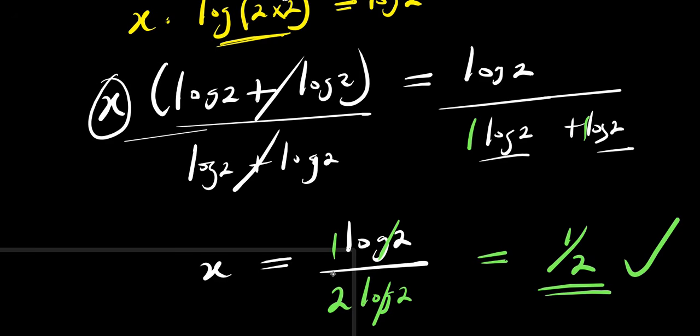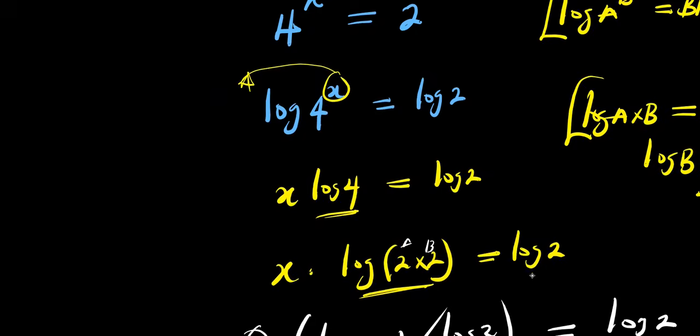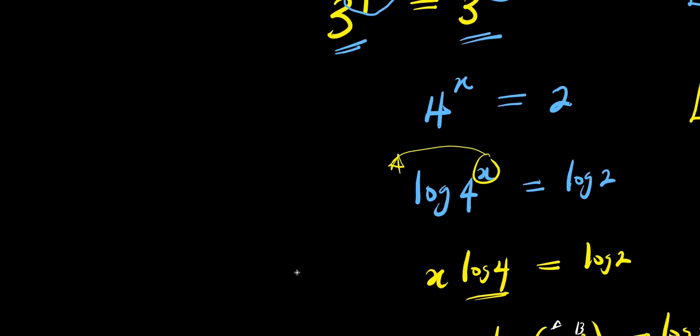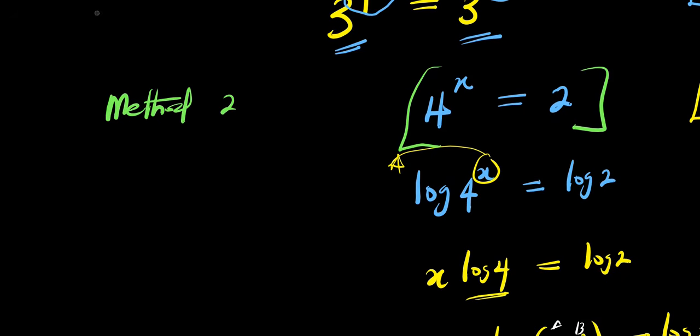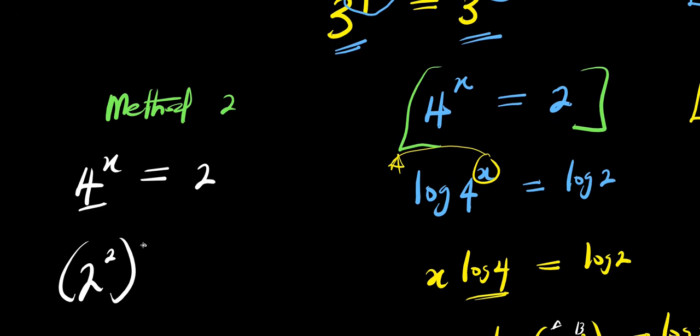Now, this is one method of solving it. The second method of solving this particular problem, look at it here at this point. If you don't want to make use of log, this can be method 2. So what you can do is you copy out 4 power x equals 2. 4 here is a perfect square. You can express it as 2 to the power of 2. You have 2 to the power of 2 onto the power of x equals 2.